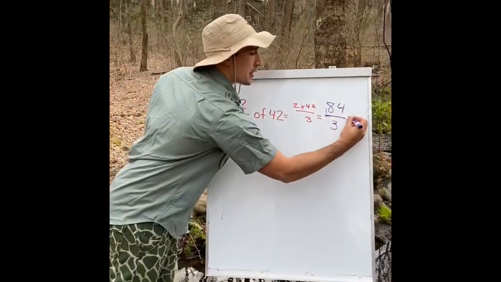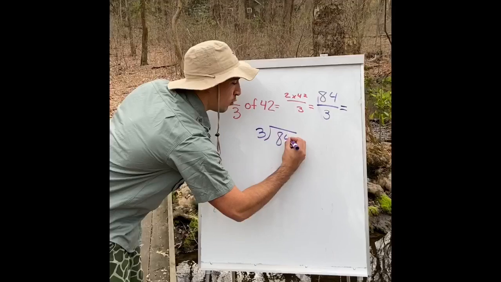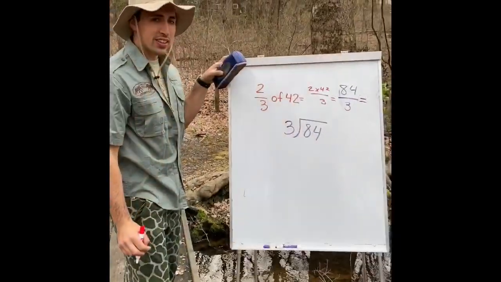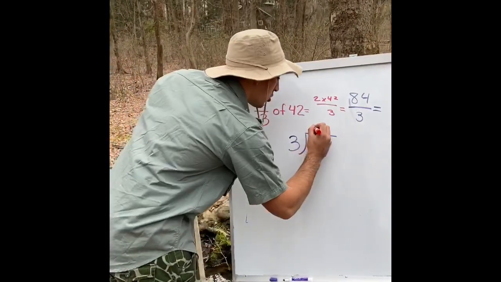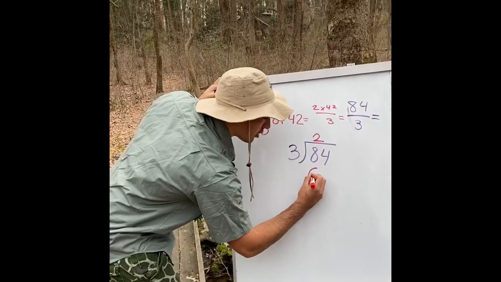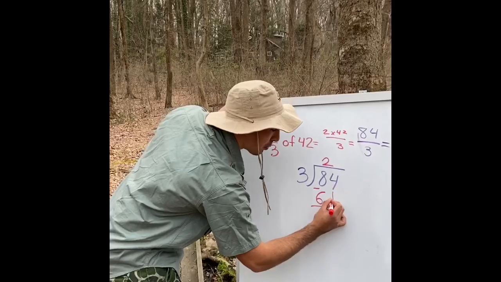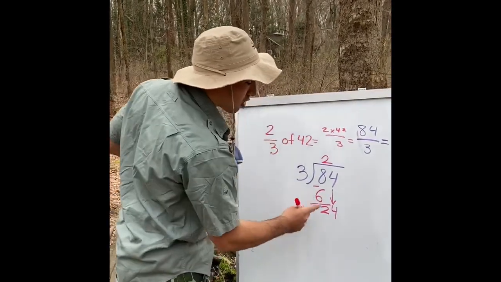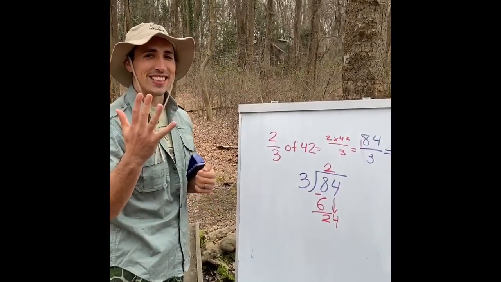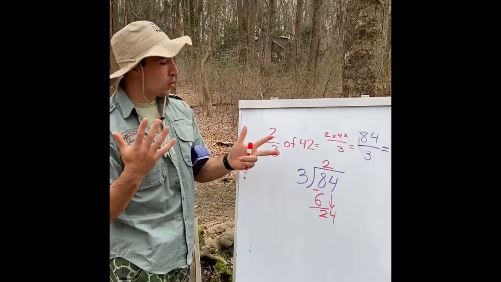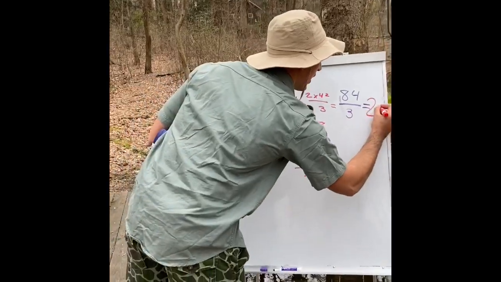Your next step is to bring this into a mixed number. And to do that, we need to see how many times 3 goes into 84. Solve that now. How many times does 3 go into 84? 3 goes into 8 two times. 3 times 2 gave us 6. Now we subtract. 8 minus 6 equals 2. And the next step is to bring down. Now how many times does 3 go into 24? 3, 6, 9, 12, 15, 18, 21, 24. That's 8 times. Your answer should have been 28.